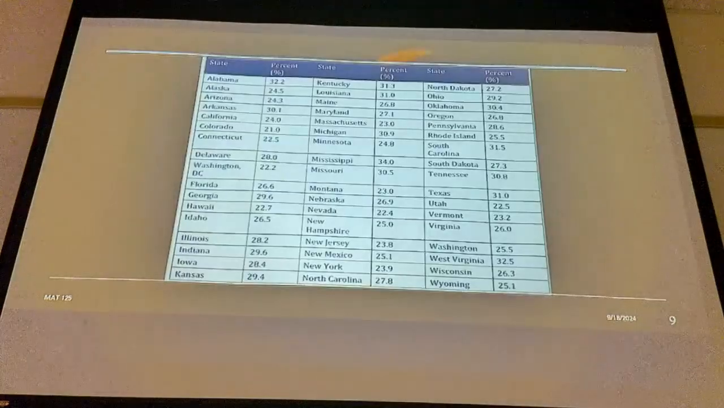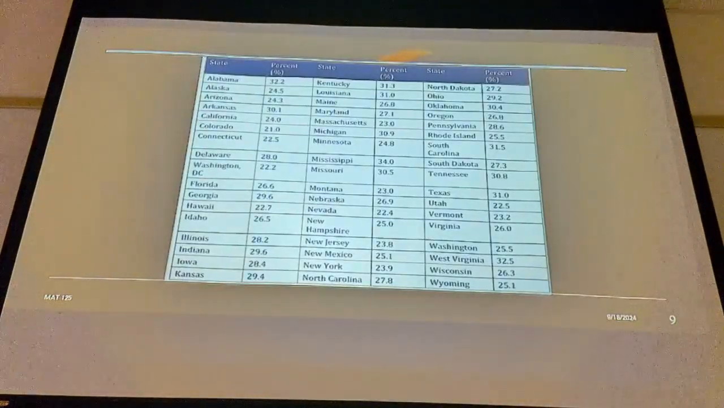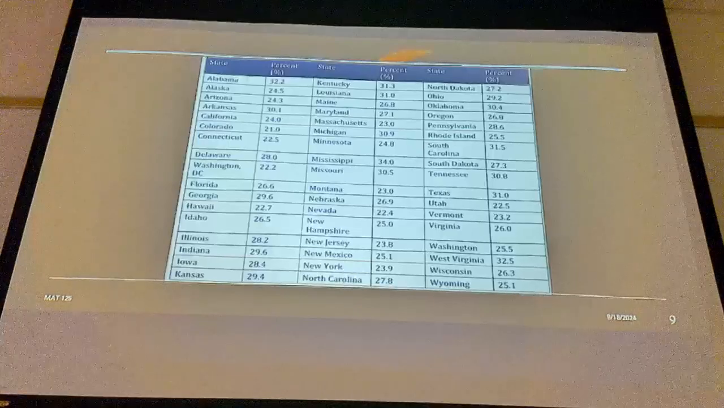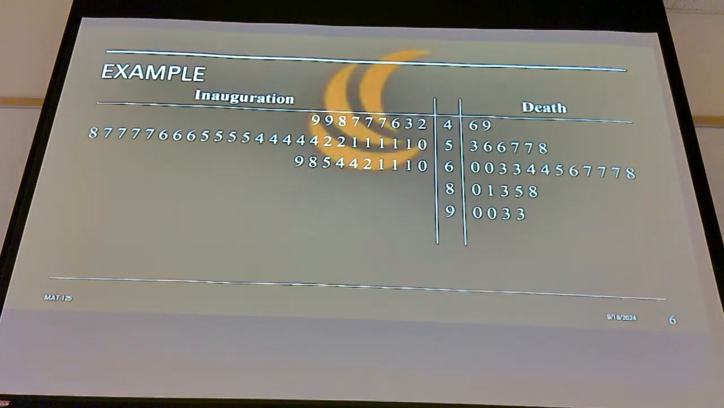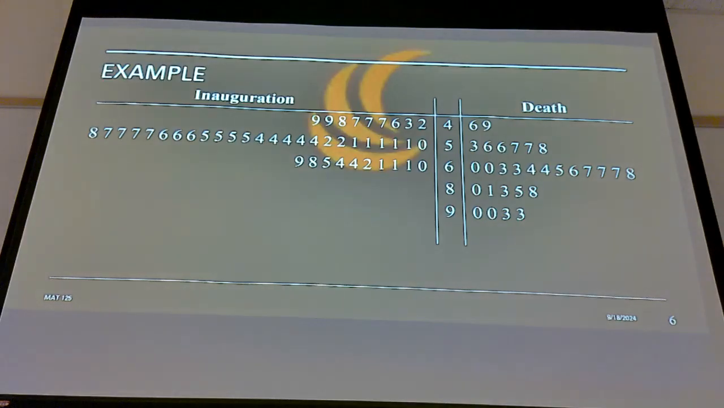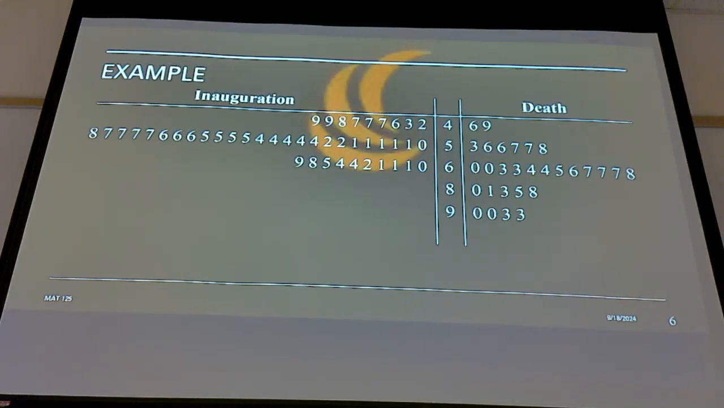Question on 70. When you had the back-to-back one for the inauguration, was that for the year? No, their age. And then the age that they died. So the age when they were inaugurated and the age when they died. Yeah, that kind of confused me, I'm not gonna lie. Well, actually, why is there no 7 here? It's just a whole 7 line.